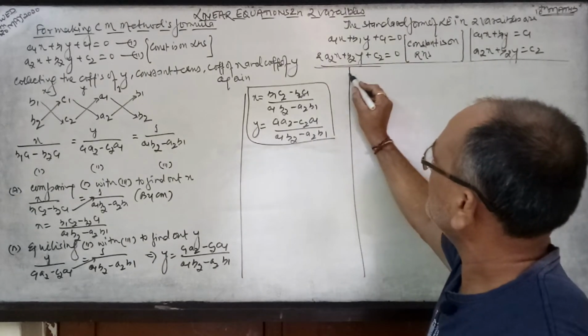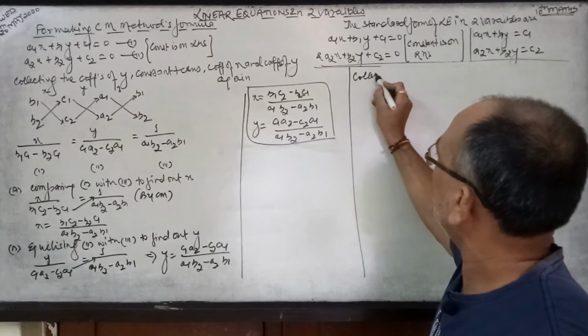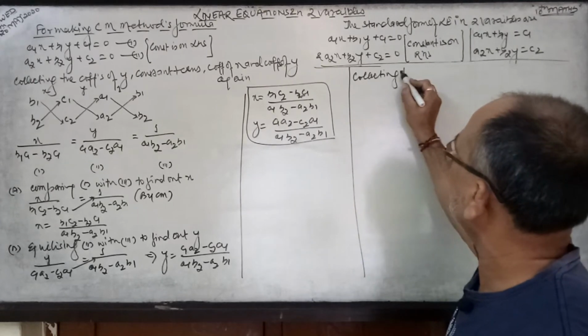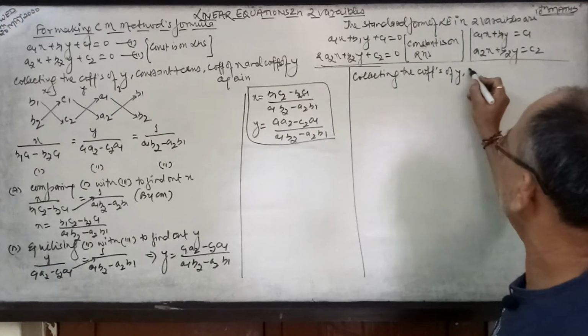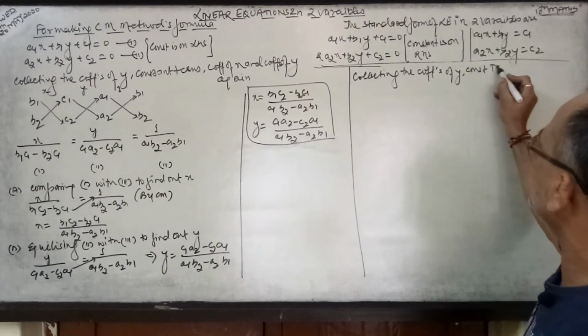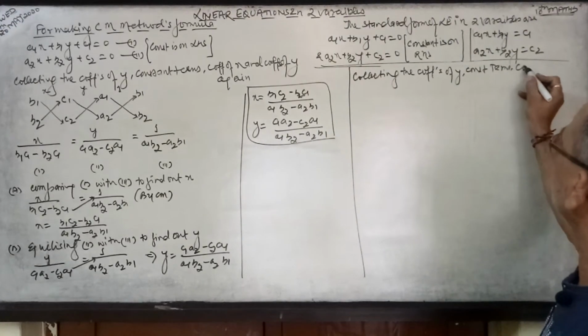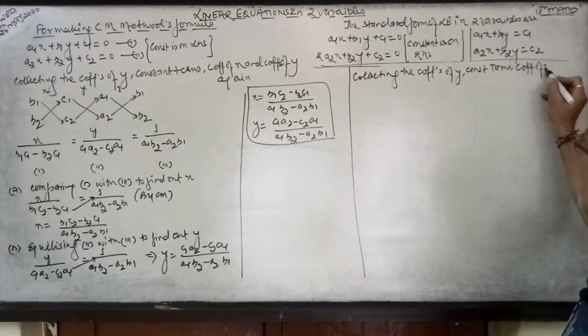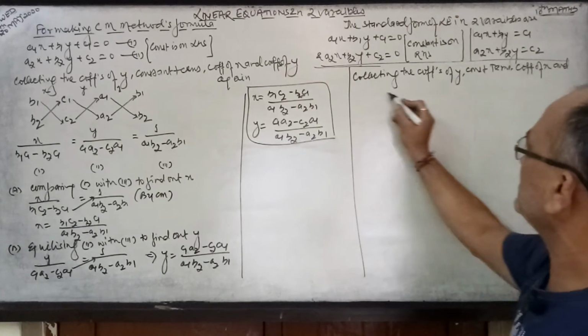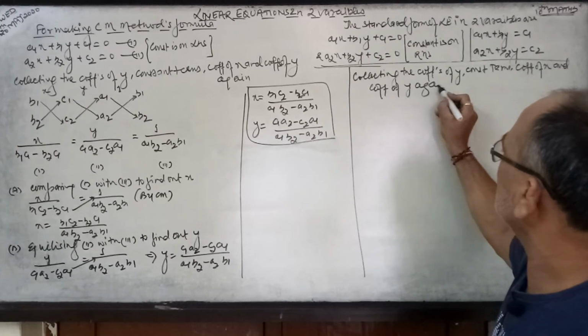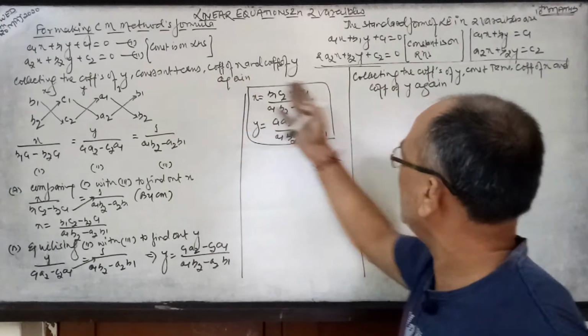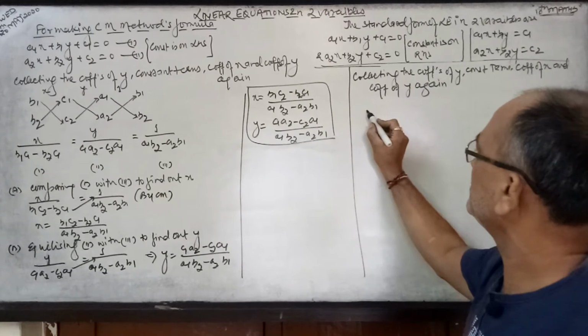Now the same line, collecting the coefficients of y, constant terms, coefficient of x and coefficient of y again. The same line you have to print out here.